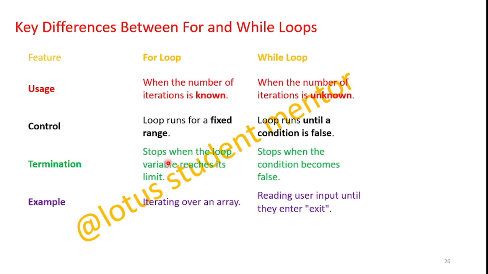A for loop terminates when the loop variable reaches its limit. A while loop stops when the condition becomes false, and it runs while the condition is true. An example is iterating over an array for a for loop, or reading user input until they enter a value to exit for a while loop. These are the key differences.